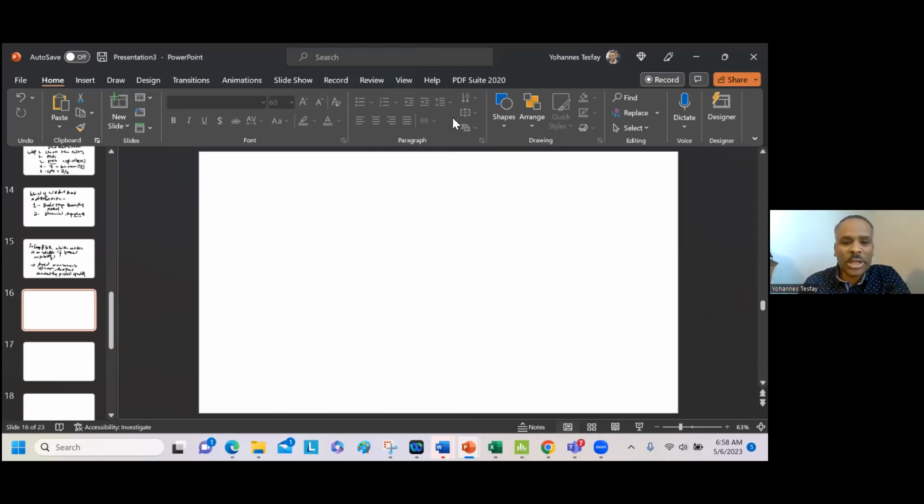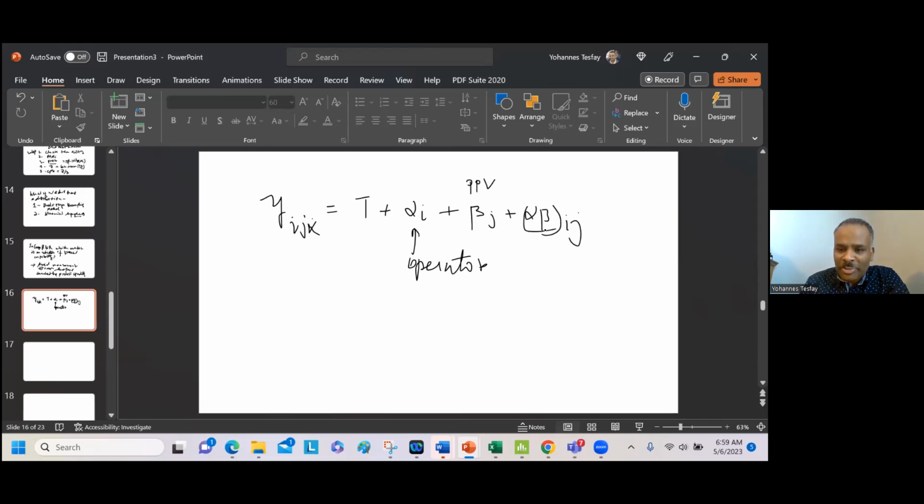Gauge study means y_ijk equals the mean, that's the target, plus alpha_i, this is the effect of the operator, plus beta_j, plus the interaction term alpha-beta_ij. This is the bias.